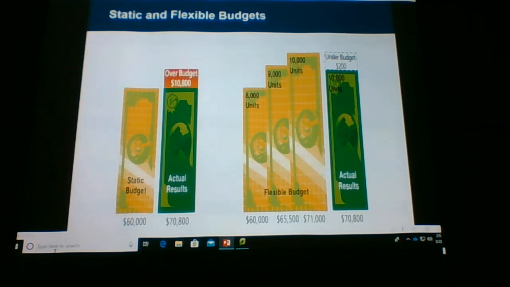I do want to point out that that's for this example. We could have just as easily had our static budget based on 10,000 units of production, and then let's say that market forces changed and we only made 8,000 units. Well, now a static budget is going to show us, instead of being over budget, that we're under budget. Well, sure, we're under budget because we made 20% less. Okay, so the moral of the story is flexible budgets far more useful than a single static budget.